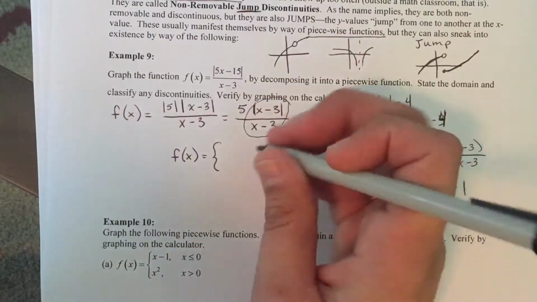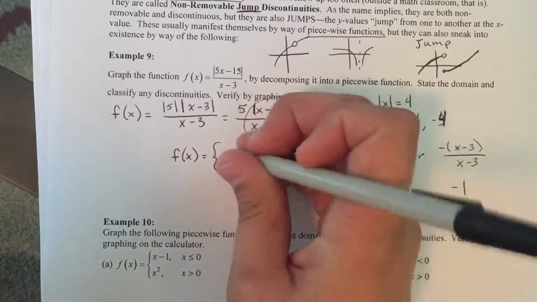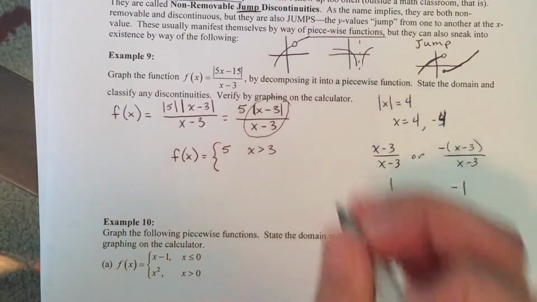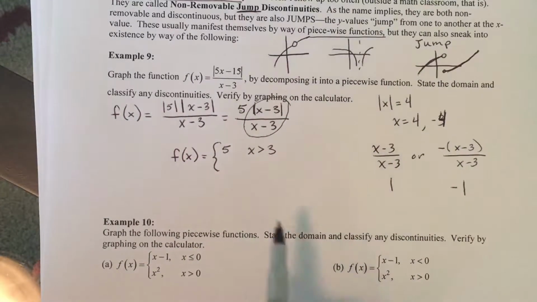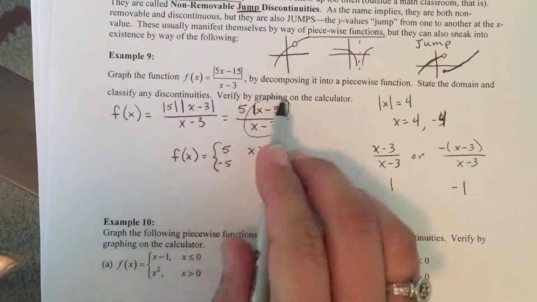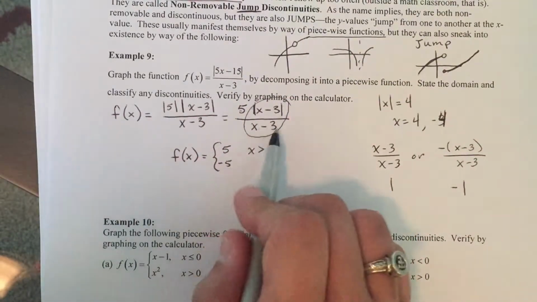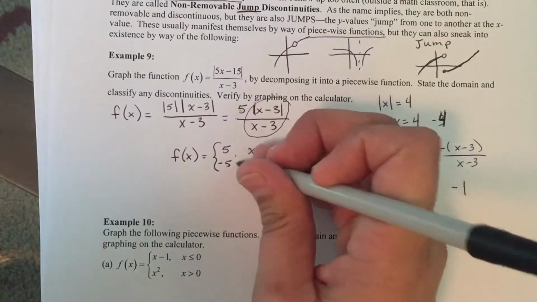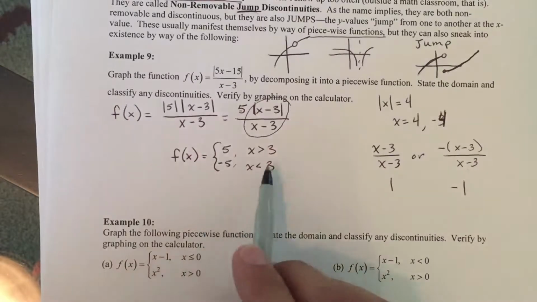Okay, we're going to redefine this function as 5 times positive 1, which is just 5, anytime x is greater than 3. Okay, because that's where the denominator will be positive. And then it will be negative 5, because it'll be 5 times negative 1, everywhere the denominator is less than 3. Okay, so let's graph this.